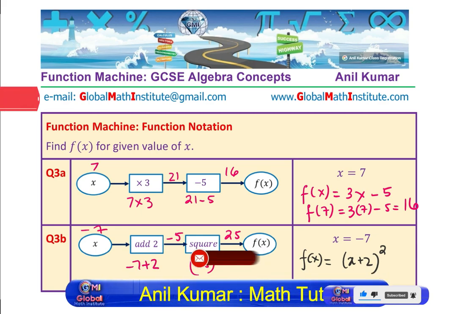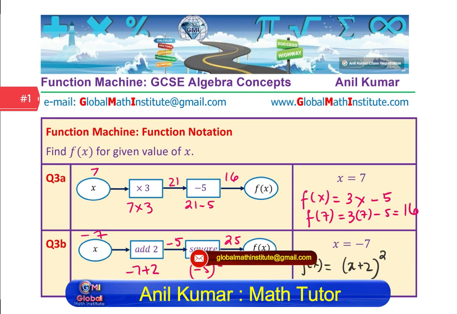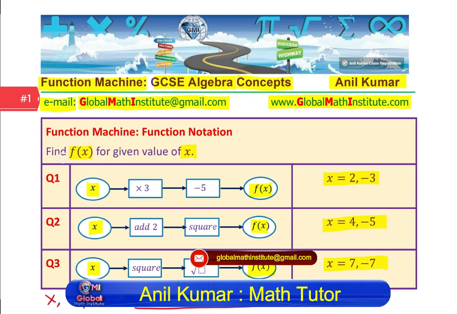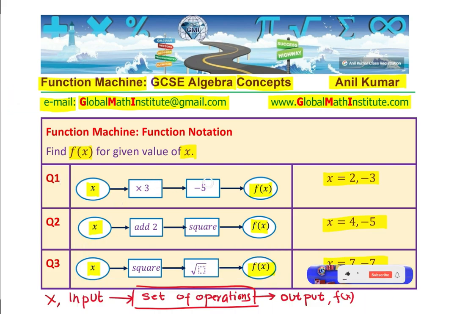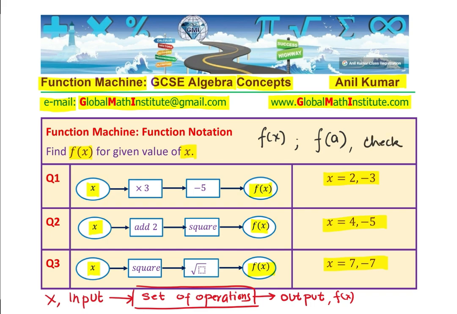With this, we have understood how we evaluate the value of the function for a given input, and also how we write the function relating the two, right? So the idea is to write f of x, that is one thing, and then to evaluate for any particular value, a for example. And we also learned that you could check your solution when you do so, as we have done earlier.